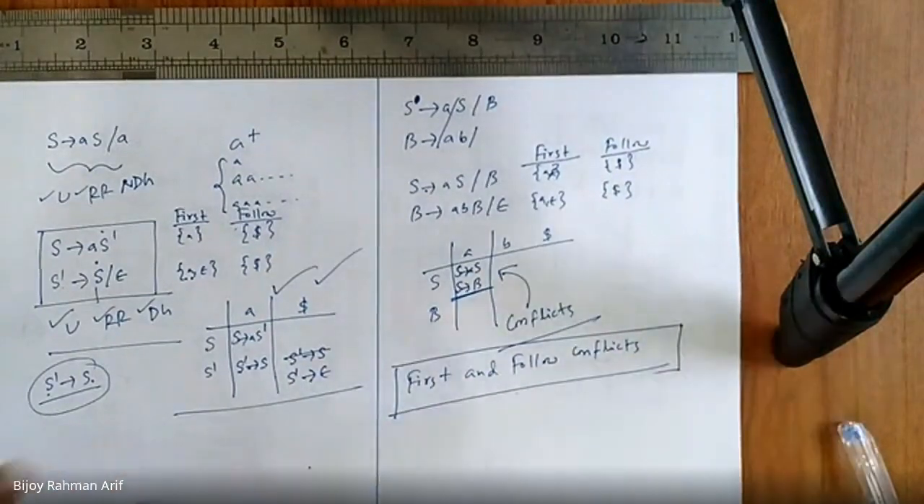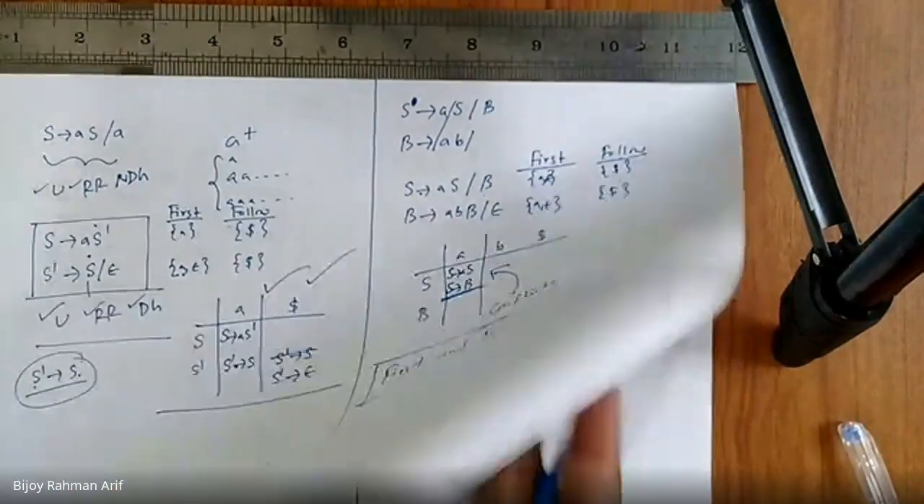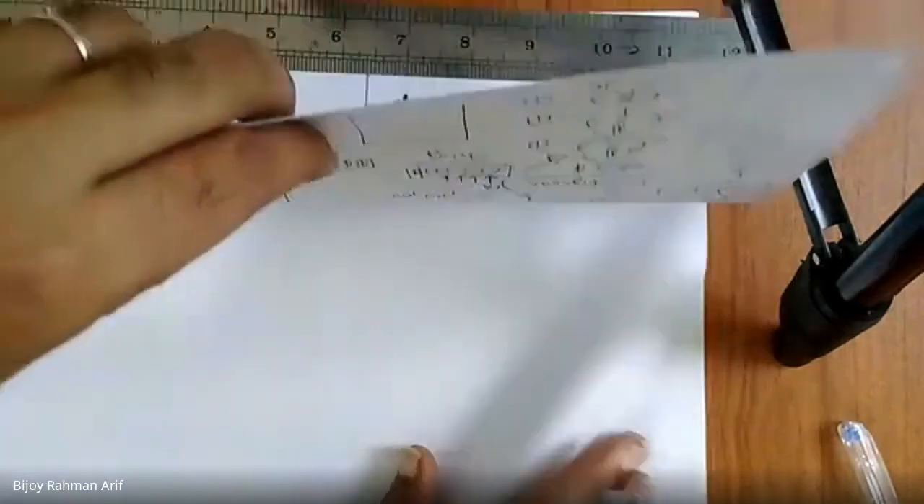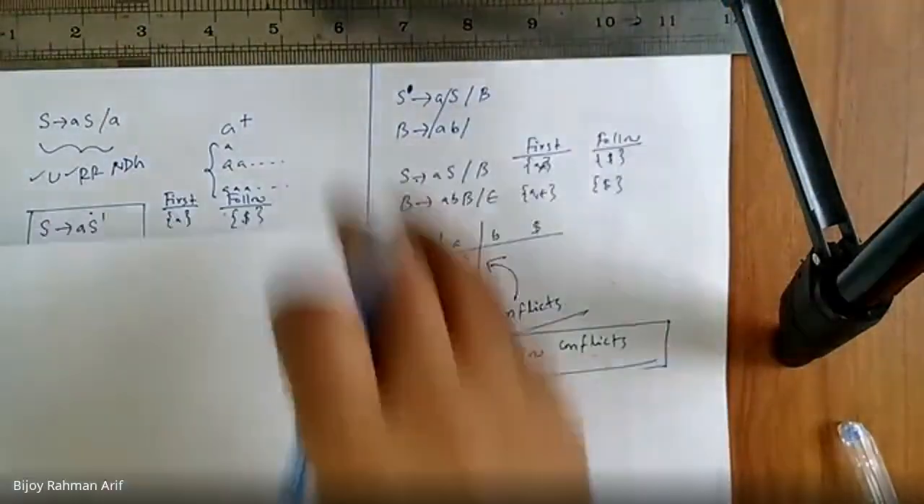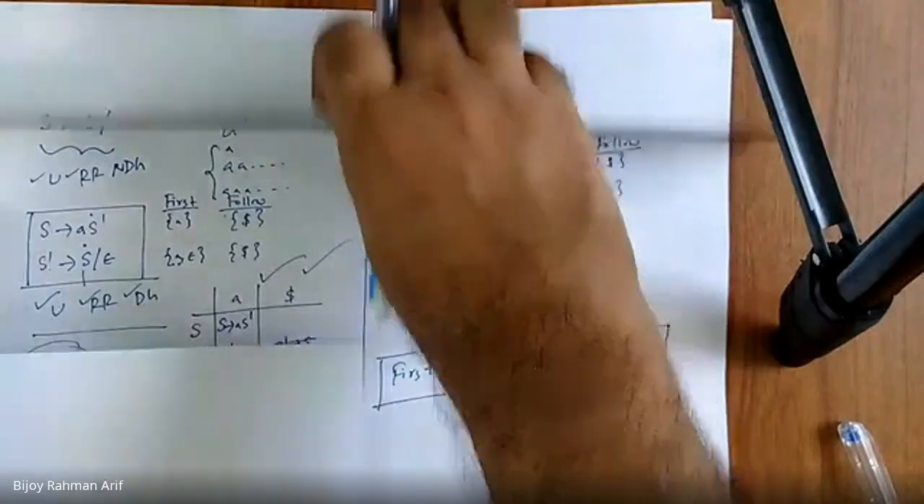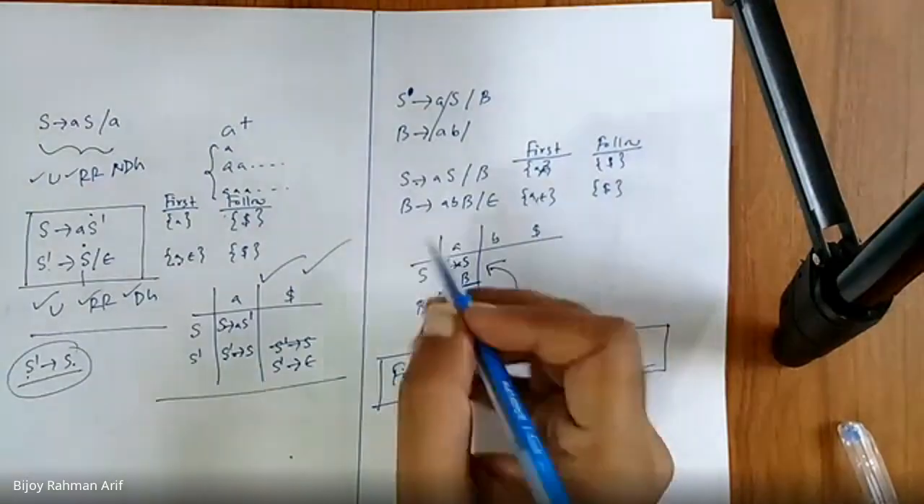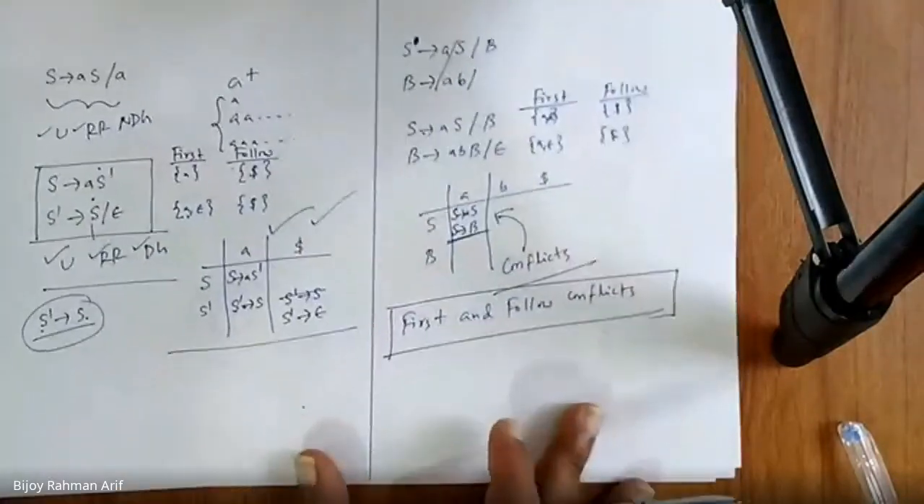Now tell me, what is the criteria for first and follow conflicts? That is the last topic today. Yes sir, how does this conflict actually come, could you show it once more? But it is clear.